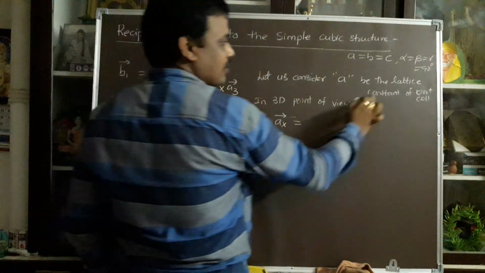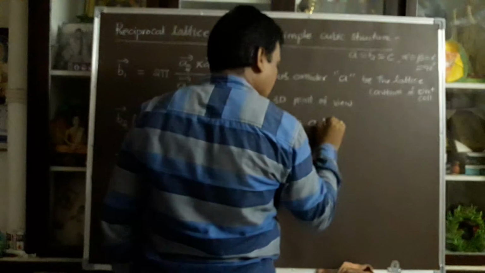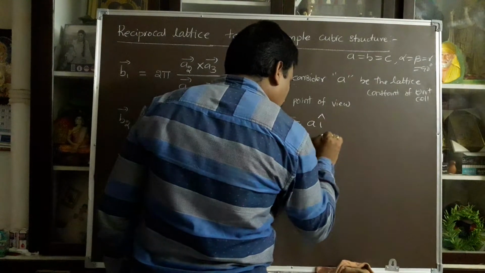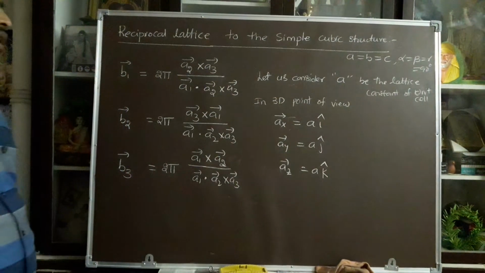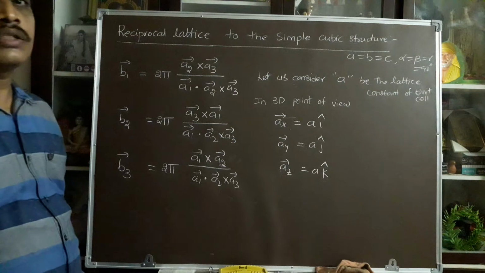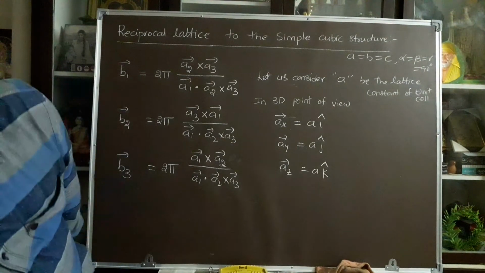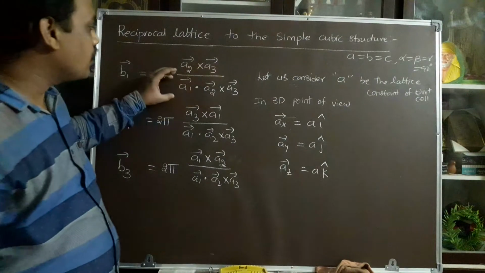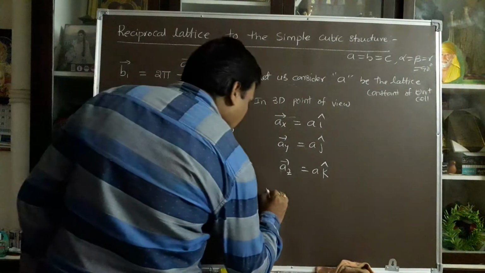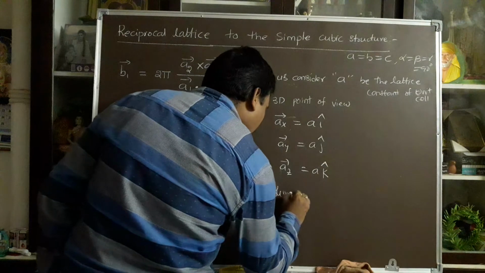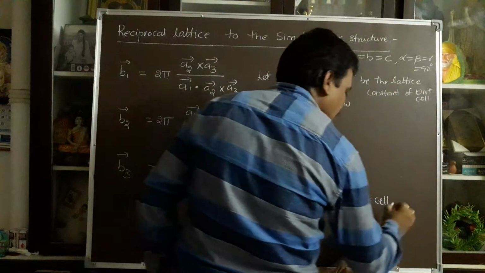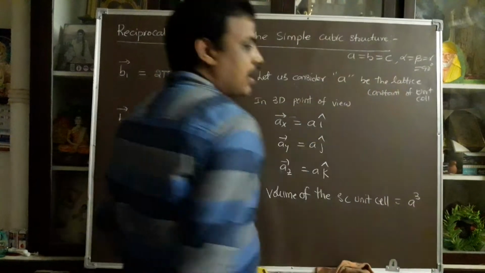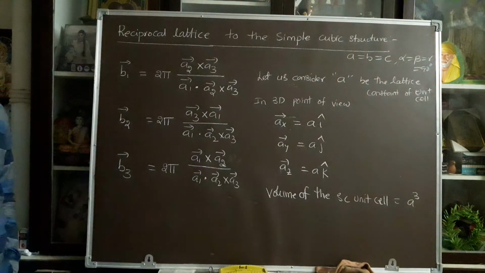So the simple cubic structure having lattice constant can be taken as a. So a i cap, a j cap, a k cap are the unit vectors along the x, y, z direction in the simple cubic structure. What is the volume of the unit cell? The volume of the simple cubic unit cell is a cube, a into a into a.